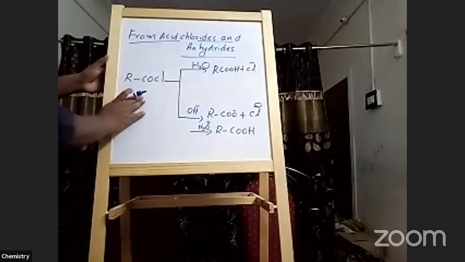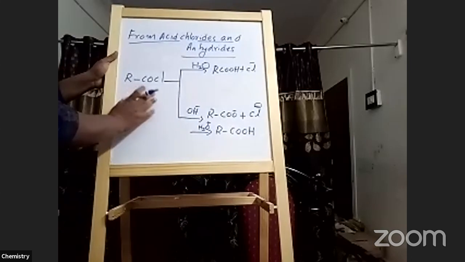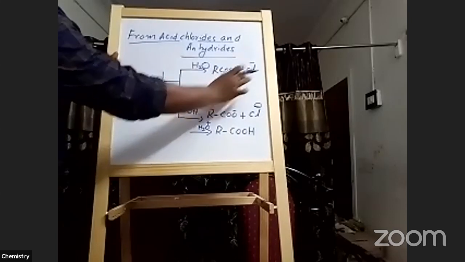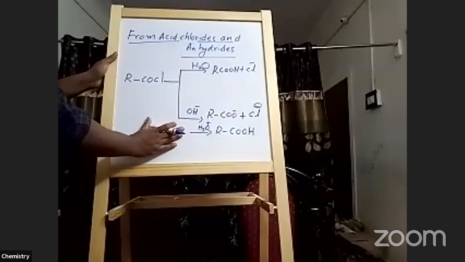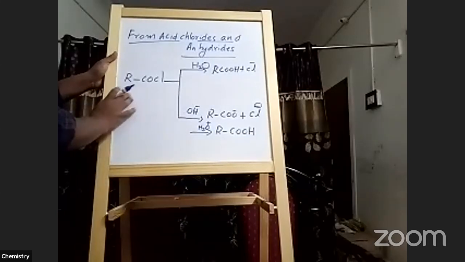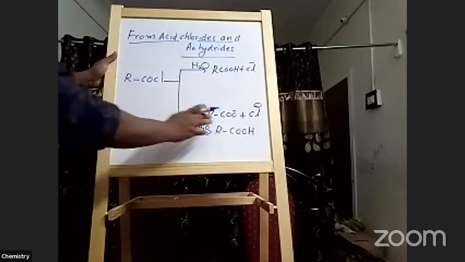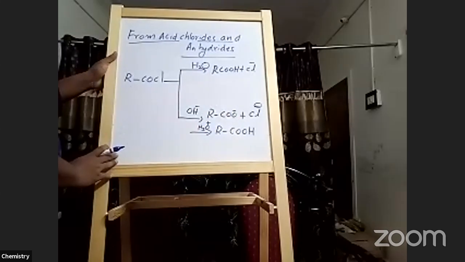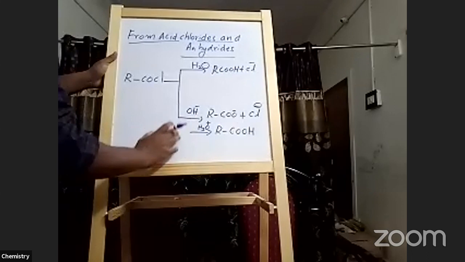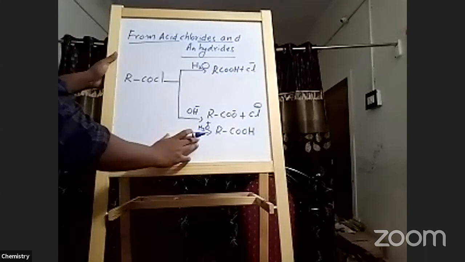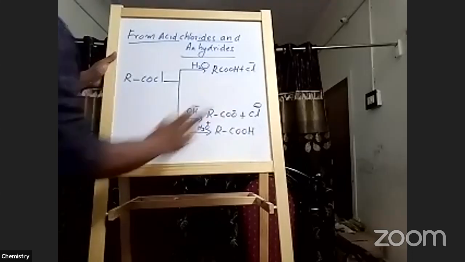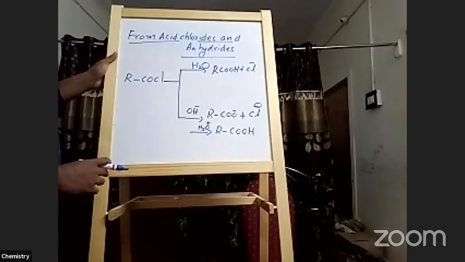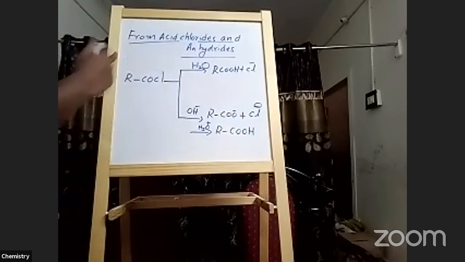So from RCOCl, acyl chloride, with water directly we get carboxylic acid, and chloride is released. Next, with aqueous base like NaOH, OH reacts with COCl and produces the carboxylate ion RCOO minus and chloride, and on further hydrolysis with acid, H3O plus, that produces RCOOH carboxylic acid. So this is from acid chlorides. Anhydrides next I will give you.